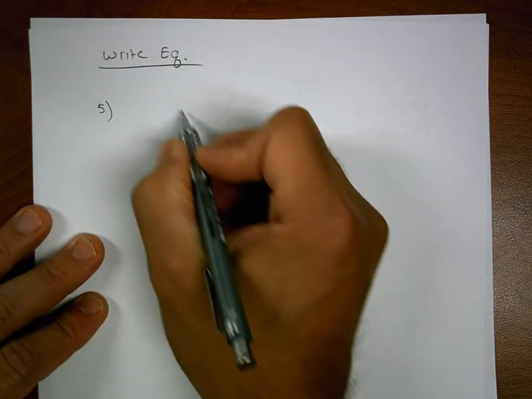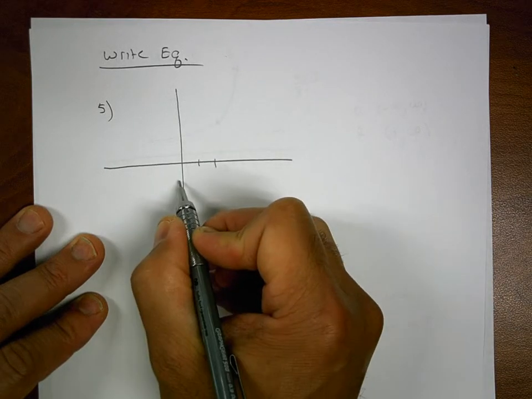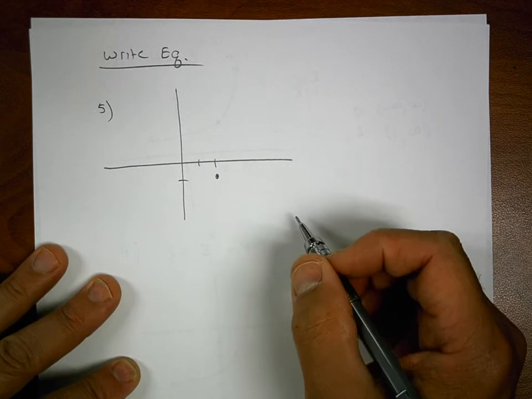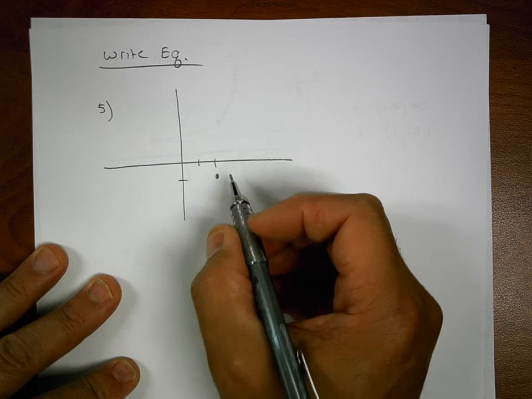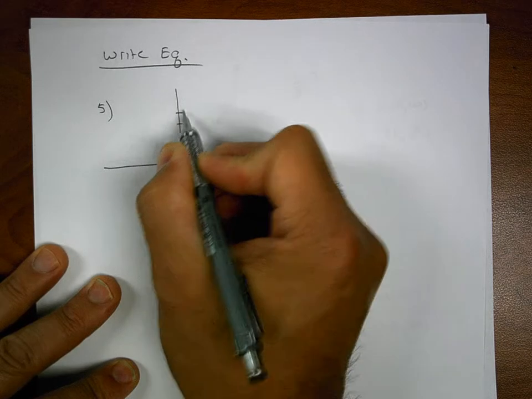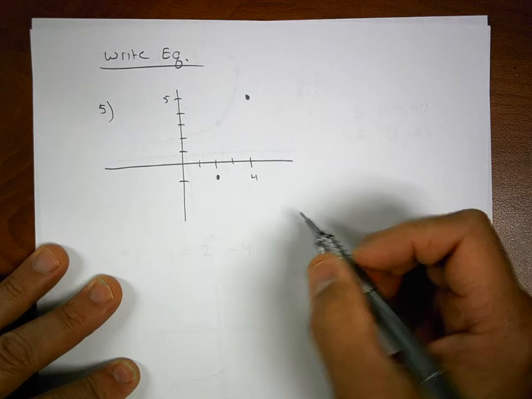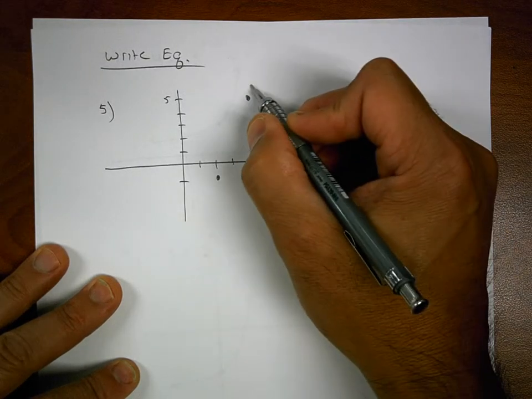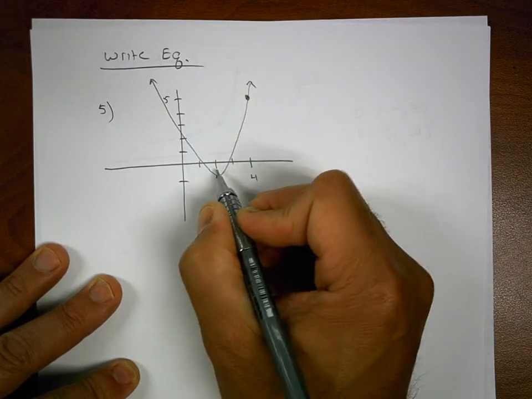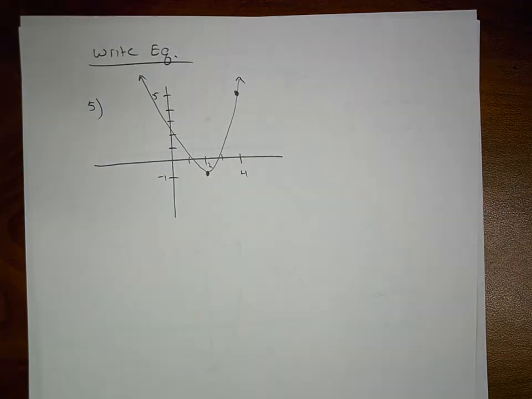All right, so go ahead and draw this parabola. Plot the vertex, 2, -1. And then plot 4, comma 5. 1, 2, 3, 4, 5. Put a dot there. And then draw your parabola. It looks like this. Okay, that's 2, that's -1. So let's go ahead and write this equation.